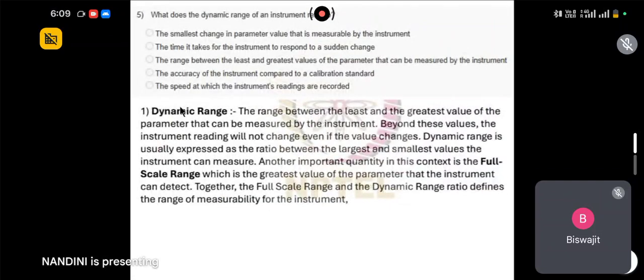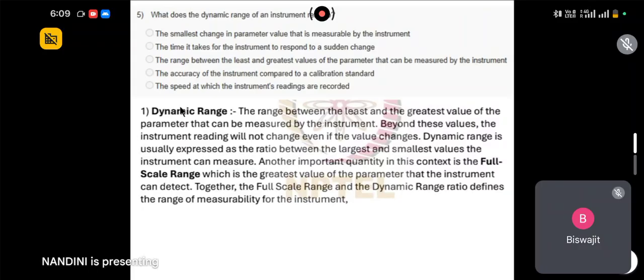Now the next question: what does the dynamic range of an instrument refer to? When we discuss how an instrument measures a particular variable, the instrument will have something known as a dynamic range and a scale range, which gives you how much value the meter can measure. It basically gives you the properties of the measurement that is taken by the instrument. So dynamic range gives you the range between the least and the greatest value of the parameter that can be measured by the instrument.